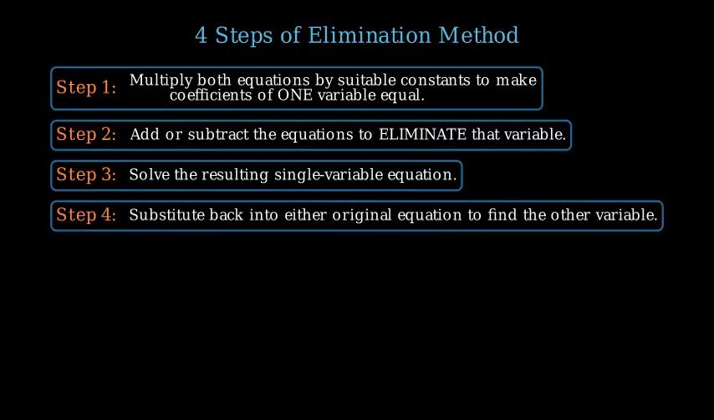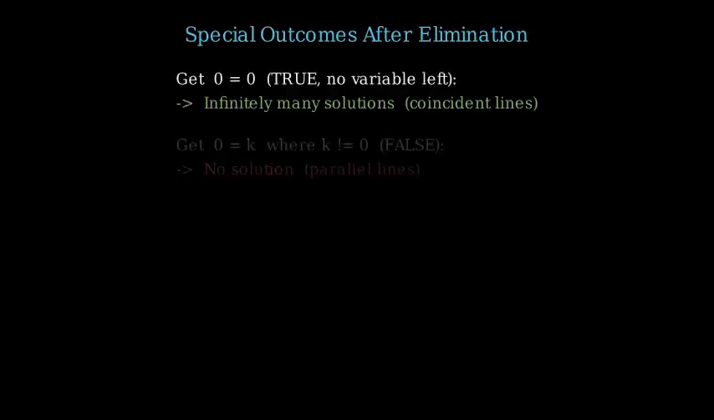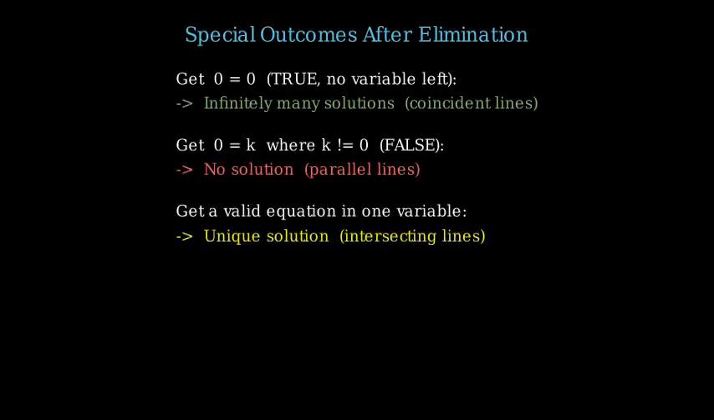This eliminates the chosen variable, leaving one equation in one variable. Step 3. Solve the resulting equation to find the remaining variable. Step 4. Substitute back into either original equation to find the other variable.